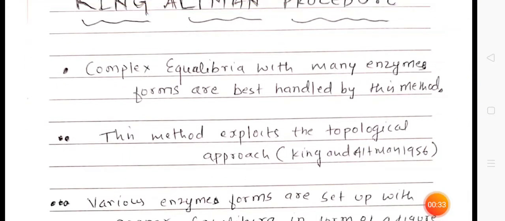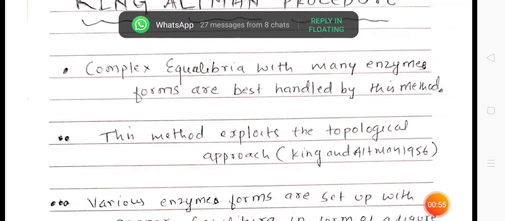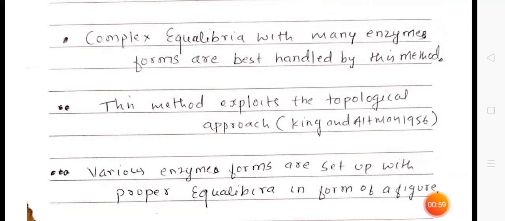The first point: this procedure deals with complex equilibria with many enzyme forms. It means enzymes can form many complex equilibria, and if they form many different complexes, this is very easily handled by this method. I will make this clear as we continue with the topic.